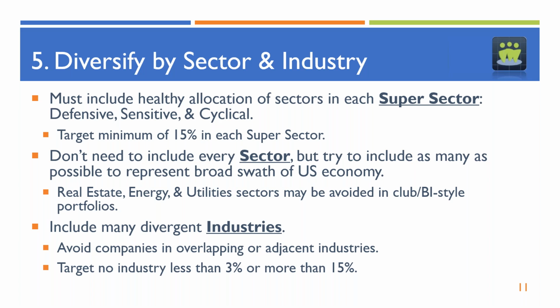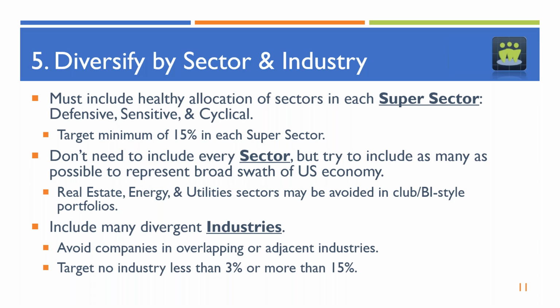It's always good to include many divergent industries as well. There are 148 different industry groups, but some of those overlap quite a bit. There is a semiconductor industry group, and there is also a semiconductor equipment makers industry group. And as you might imagine, any factors affecting the semiconductor chip market will impact both of those companies to a similar degree.